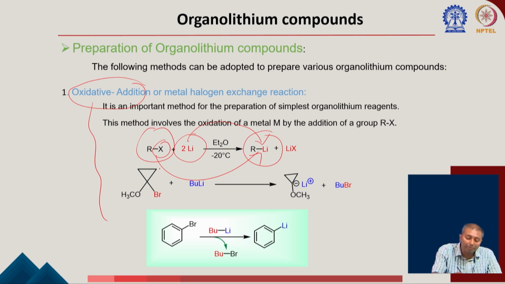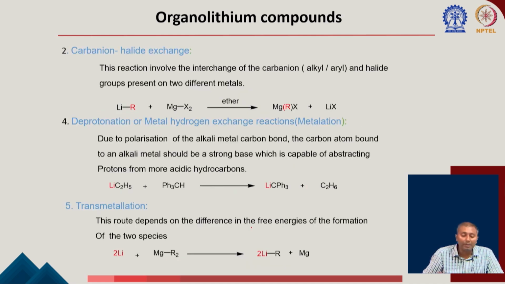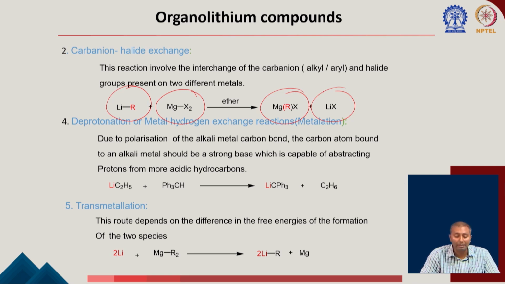There is some example here. You can have this cyclopropyl bromide. n-Butyl lithium is also able to do that. Instead of lithium wire, you can also use another organolithium reagent which can do the job to generate this type of organolithium species. The corresponding bromobenzene can also do the same thing. From bromobenzene you can generate the corresponding phenyl lithium. Then there is a carbanion and halide exchange. Suppose you have a corresponding organolithium reagent and you take the magnesium halide, that can generate the magnesium R X and the lithium X. It can also react with magnesium halides.